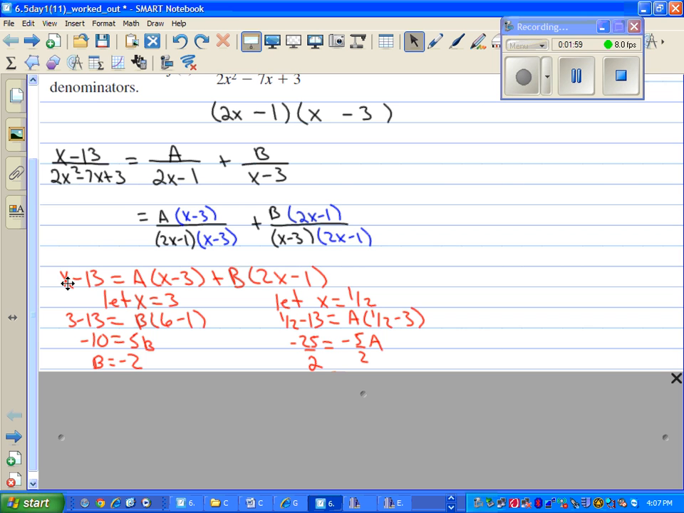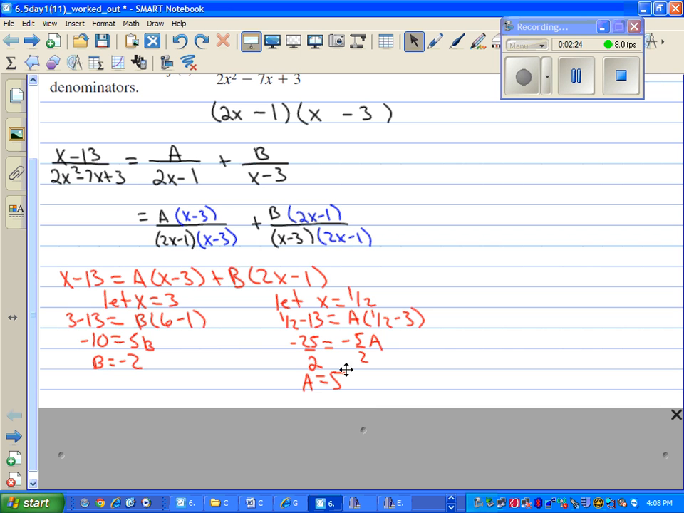Now, if x is 3, then we have to put 3 in for every x that we see. 3 minus 13 is negative 10. 2 times 3 minus 1, that's 6 minus 1, that ends up being 5. So negative 10 equals 5B. B ends up being negative 2. And if we let x equal 1/2, that's what makes this factor 0. Then A ends up being, after a little bit of algebra, 5.